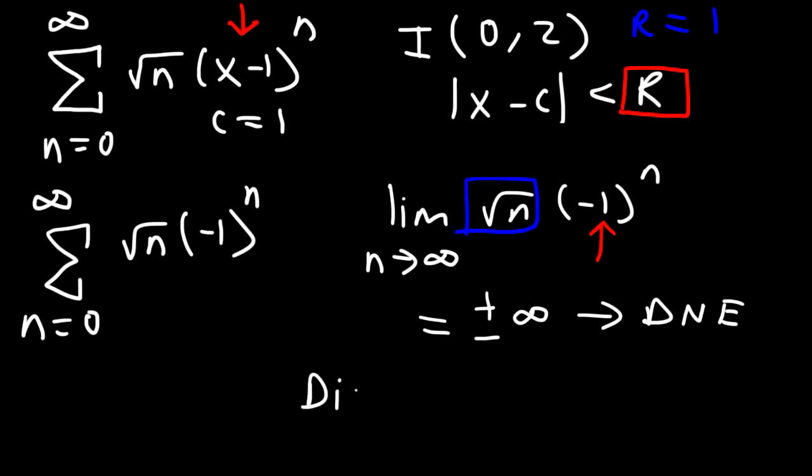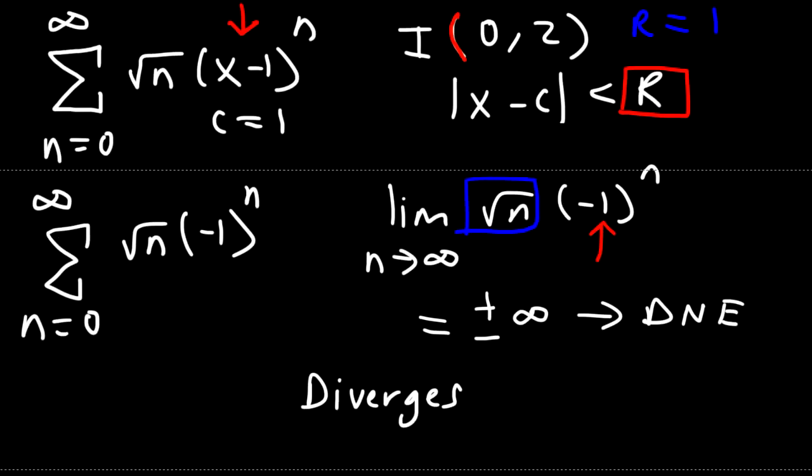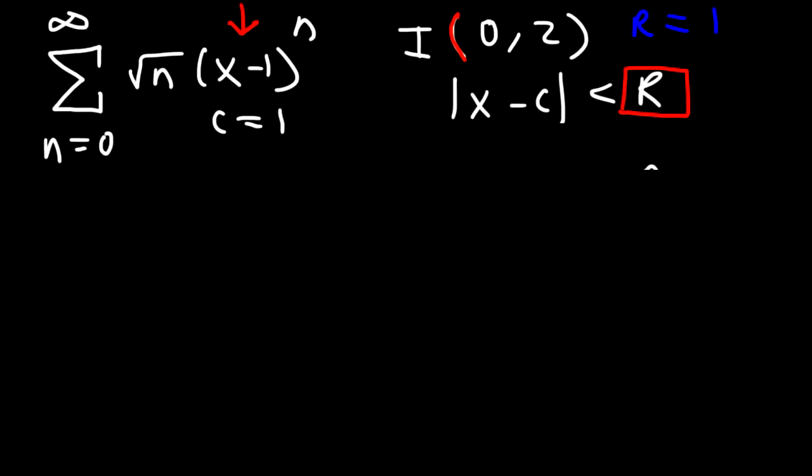So if it diverges, then it doesn't converge when x is equal to 0. So we're not going to include 0 as an endpoint. We're going to leave it with parentheses. It doesn't include 0. We're not going to use brackets. If it converged, then we would use a bracket at that endpoint. So now let's test the other endpoint when x is 2.